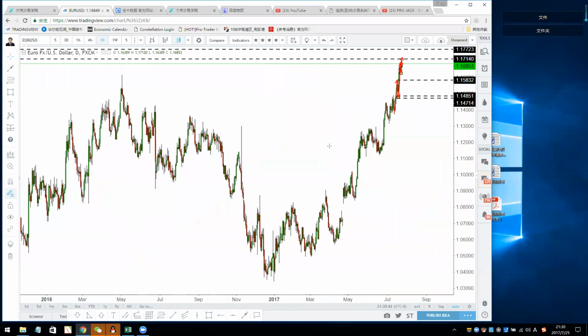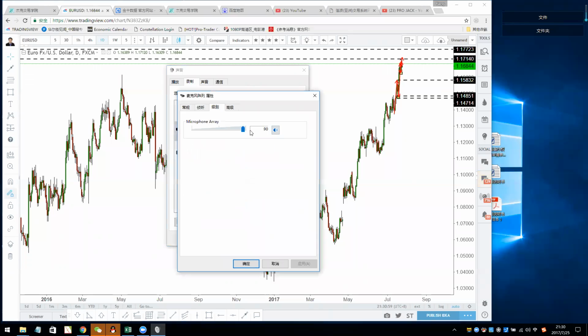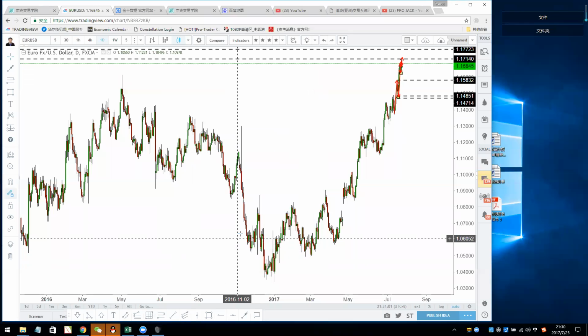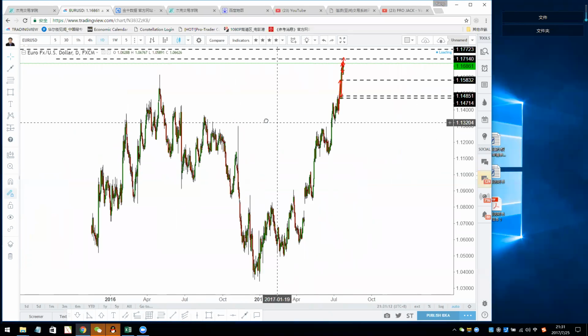You can change your speaker. You can turn the volume up on your speaker or on your phone, because my microphone has already been set to the highest volume. I think a lot of people can already listen to me. You can see here, my microphone is already set very high, so you should be able to listen to me.